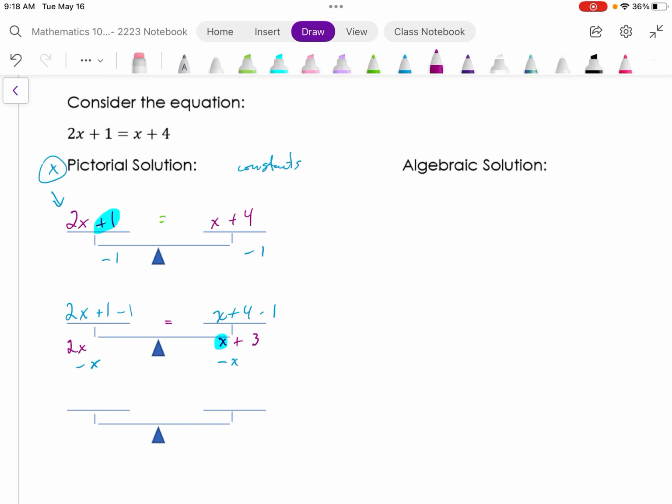So with my equation, it was 2x = x + 3. Then I'm going to simply subtract x from both sides. What I get on the left-hand side is 2x - x, which is x. And on the right-hand side, x + 3 - x: those are like terms, x - x, and I'm just left with 3.